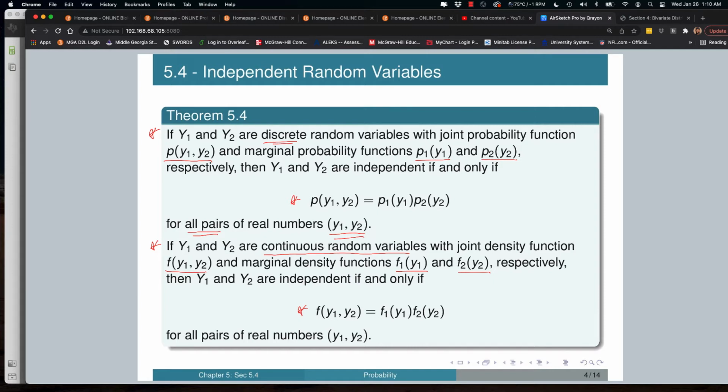Now in this case, we don't always have to check every outcome, because we're talking about integration here, right? And it would be impossible to do that with a continuous function. So really this comes down to: is the joint density function equivalent to multiplying the two marginal density functions together? Again, that's for all pairs of y sub 1 and y sub 2, but in the continuous case, we won't be able to check them all. So we're really more interested in the function here. With the discrete case, we're more interested in the actual probabilities.